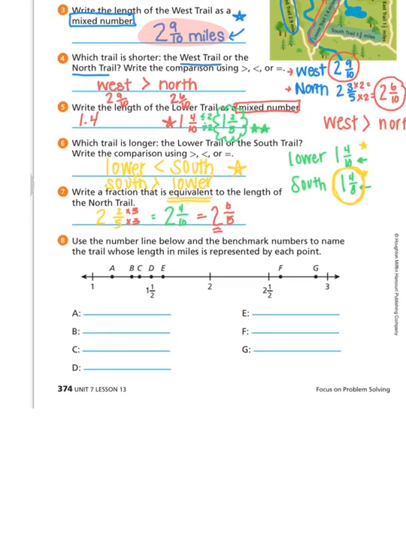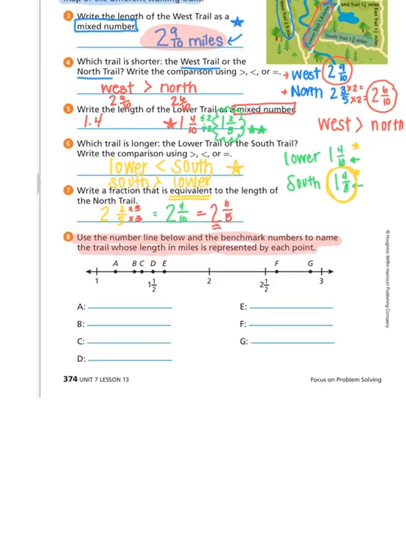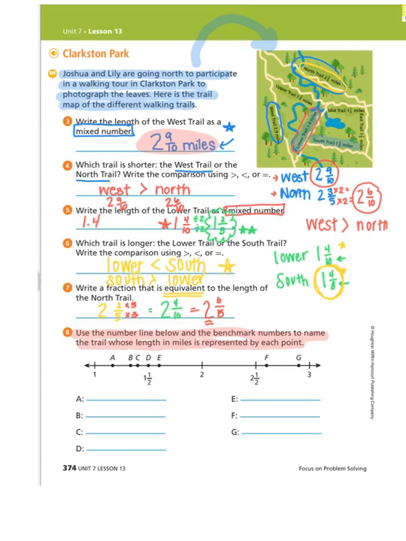Let's look down at our last question here in our practice book pages. It says, use the number line below and the benchmark numbers to name the trail whose length in miles is represented by each point. So they've represented the trails up here with a point, and they've given you some numbers. Looking at the number line, let's just analyze what we got going on here. So it looks like we have 1, 1.5, 2, 2.5, and 3. So it looks like they're counting by halves, which is nice, okay?